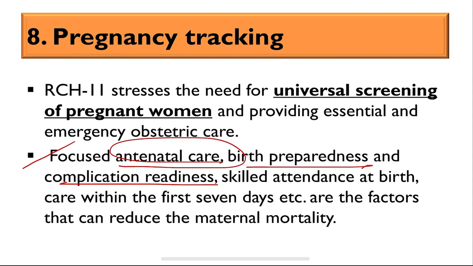Skilled attendance at birth. The health worker who is performing the delivery has to be skilled. What are the things which will reduce the maternal mortality? If the antenatal care is focused, we are preparing for the birth, and if a complication arises, we are ready with it. Skilled attendance at birth and care within the first 7 days are the factors which will reduce the maternal mortality.